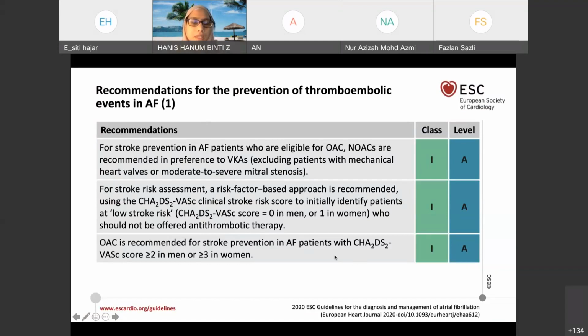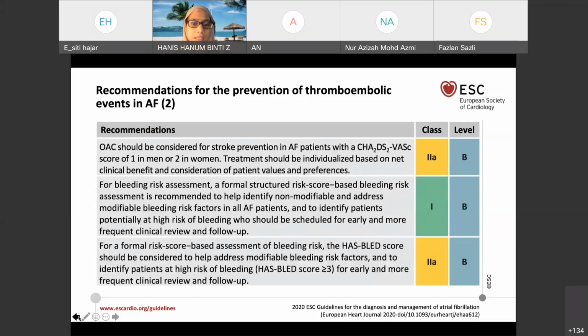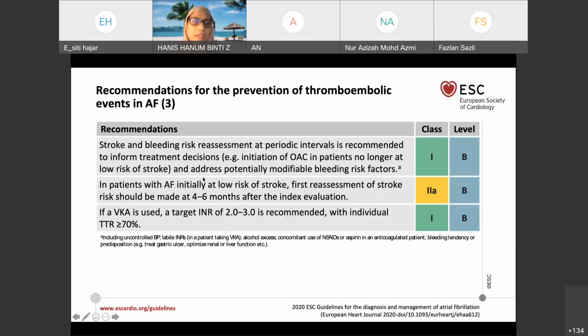Okay, it's recommended in patients with a high CHA2DS2-VASc score. Semua 1A evidence ni. And this you can have a look. Okay, the ESC guideline has recommended, kalau nak guna oral anticoagulant therapy, NOAC is recommended. Tapi kalau VKA nak use, make sure it has to be within the range of 2 to 3. Okay.